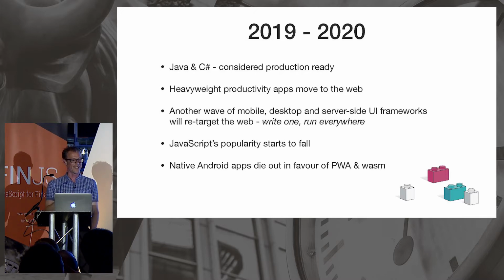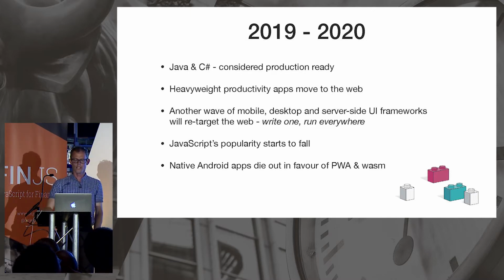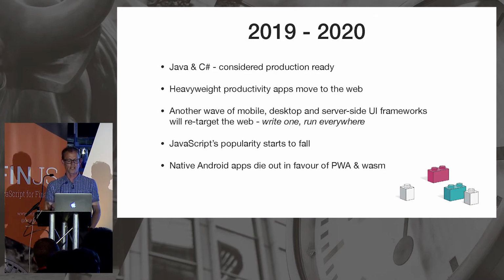The funny thing is, I wrote this presentation about 2 months ago when I talked at FinJS New York, and it's quite funny to see AutoCAD announced last week. So my prediction for 2019 feels like it came true a year early. We'll also see another wave of mobile, desktop, and server-side UI frameworks retargeting the web. I think we'll see a bit of a bandwagon, and I think we'll see write once, run everywhere all over again. Personally, I'm not convinced that's a good thing.